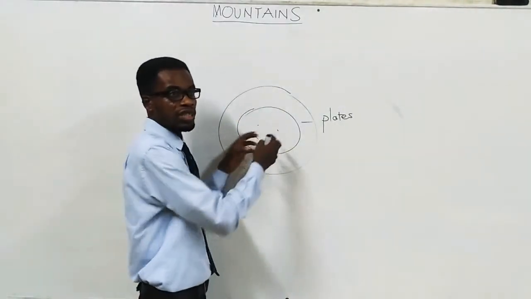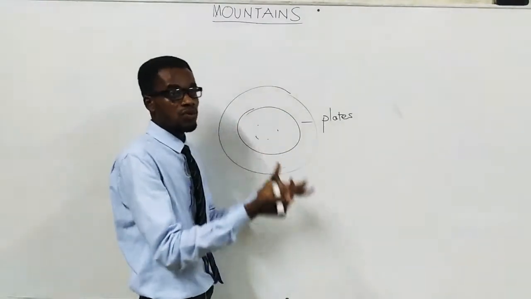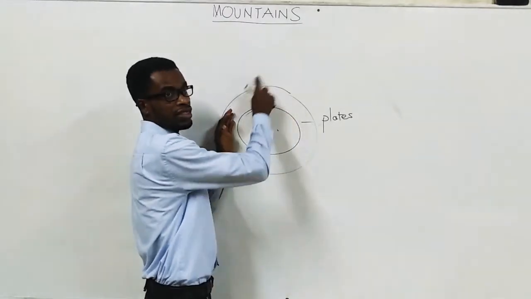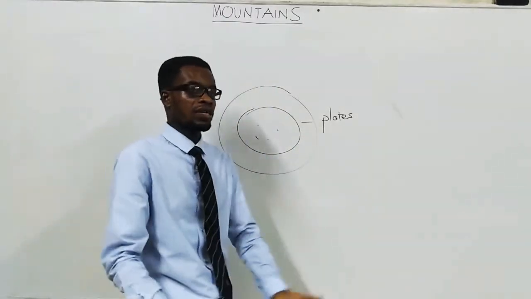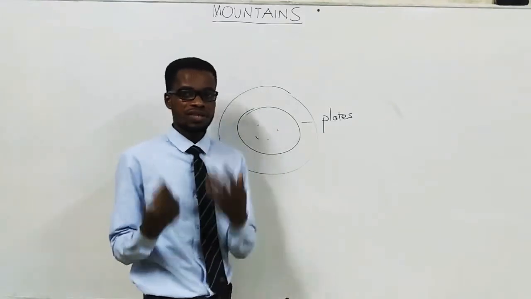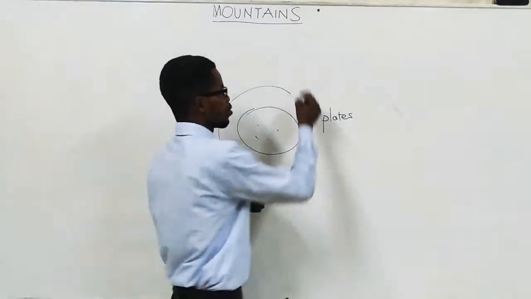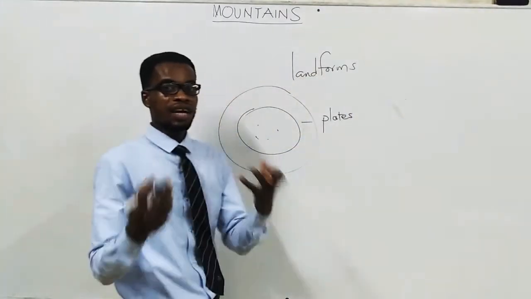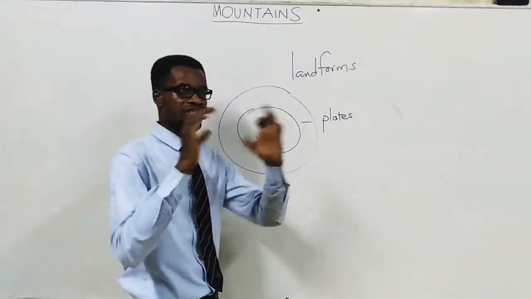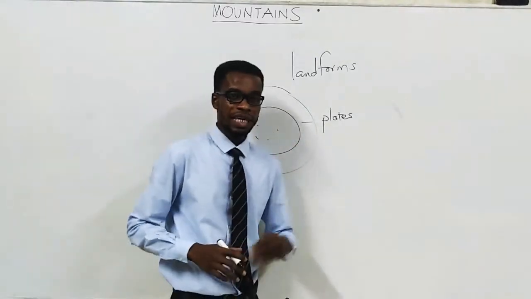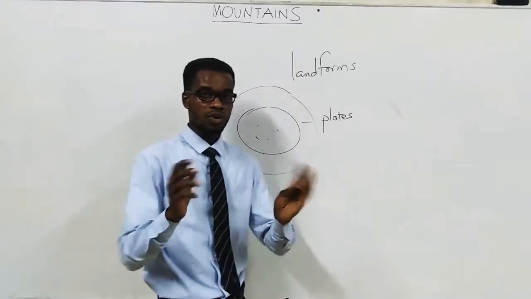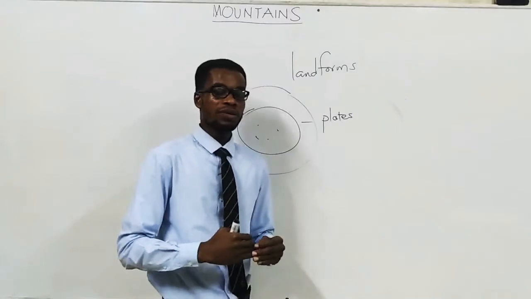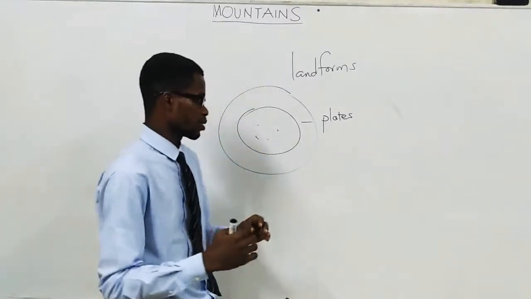So what I'm trying to demonstrate here is that the layers of the earth, or the plates of the earth, as they move, actually affect the surface of the crust where we live and conduct our activities. And when this happens, they begin to create what we call landforms on the surface of the earth. These landforms could be in the form of hills, mountains, valleys, and so on and so forth. So we are going to focus on one major one, which is mountain.